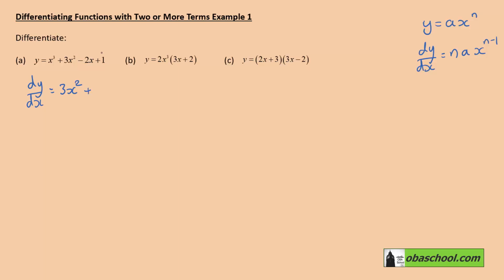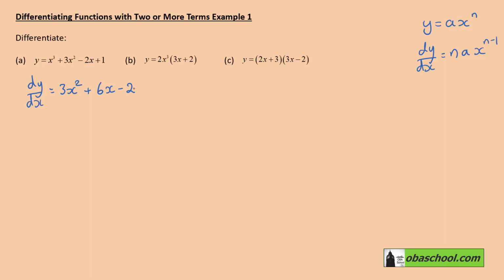Here the 2 multiplies the 3, so we get 6. The 2 reduces by 1, so now it's 1, and we don't normally write the 1 there. We know that 6x is to the power 1. Minus 2x, well, that becomes minus 2.